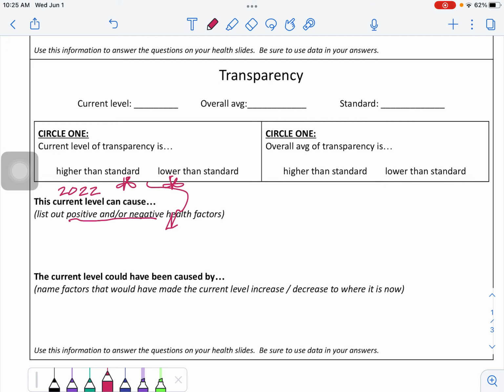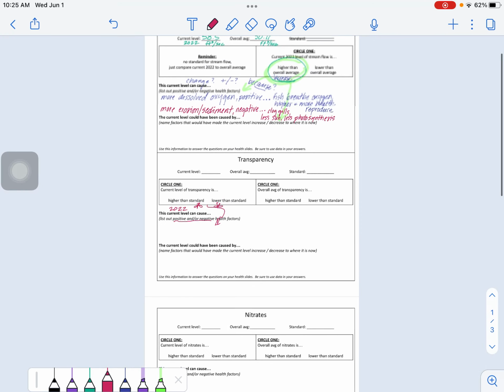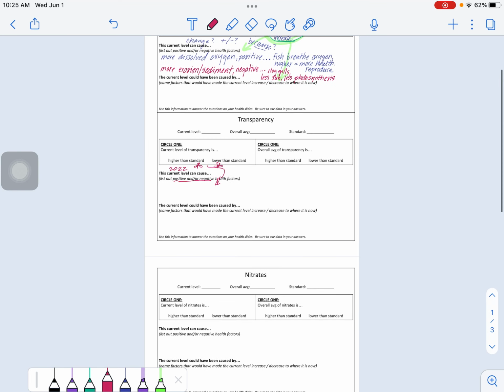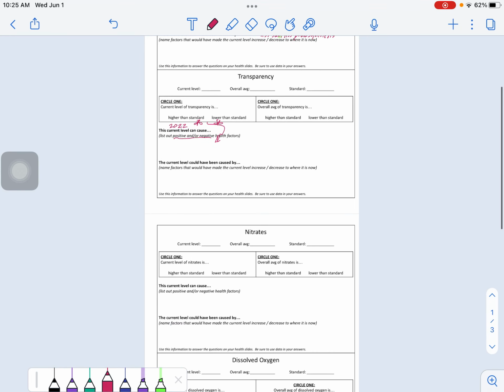So use the data, use your notes to complete this entire section, looking for details on these 3 remaining factors, and submit when you're done. As always, reach out with any questions that you have.